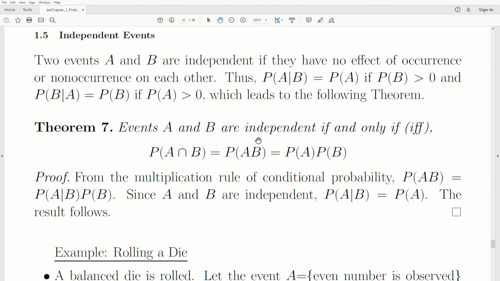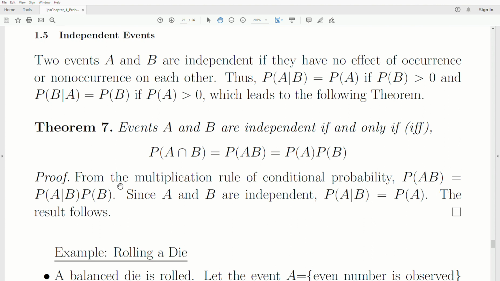So the events A and B are independent if and only if, and sometimes you just shorthand it IFF, the probability of A and B, and of course you can write it just probability AB, which implies intersection, is equal to the product of the marginal probabilities, probability A times probability B.